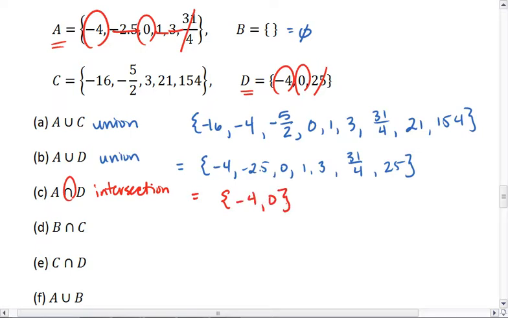Now that you've seen an intersection example, go ahead, pause again, see if you can figure out the rest of these problems that we have here. If you need to, resume the video and check your solutions with mine.